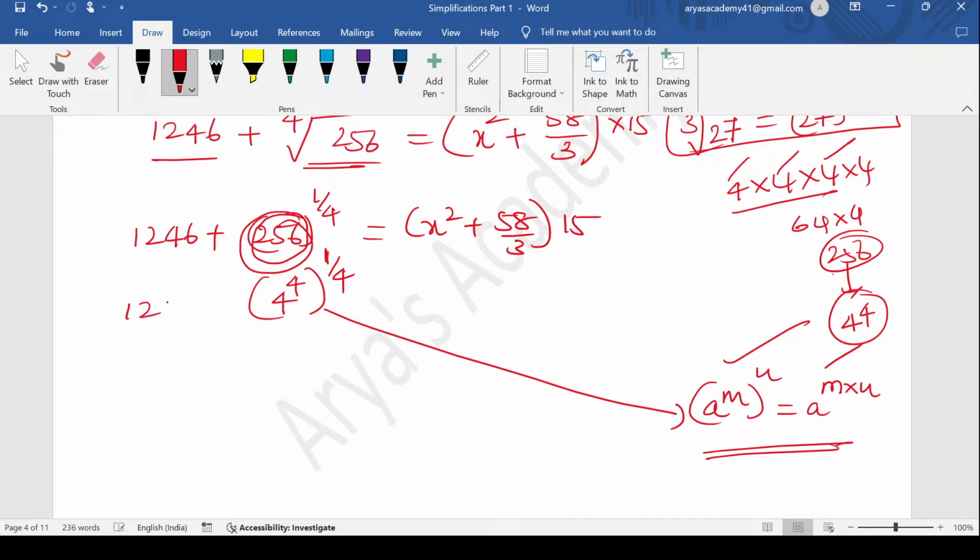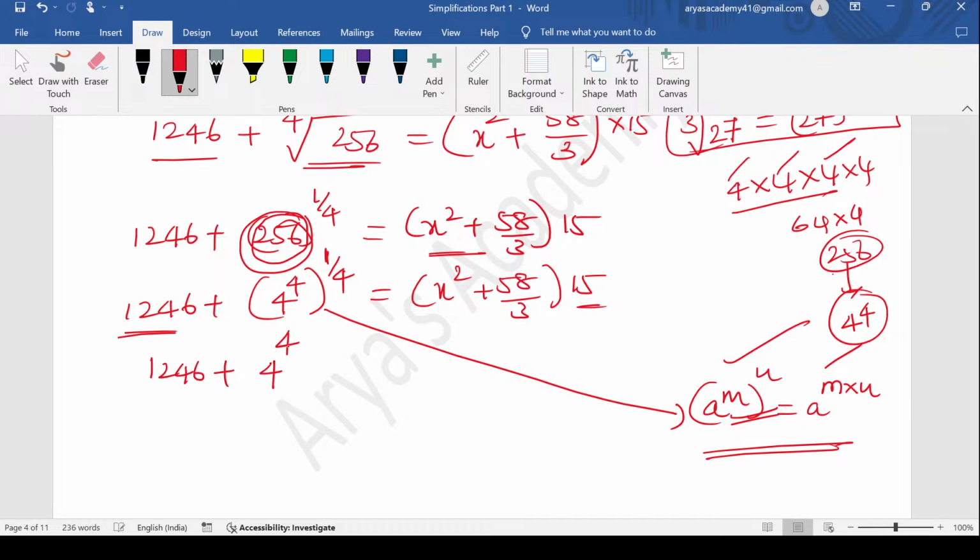So following that, 1246 plus, I am not rewriting that particular part because it becomes difficult if you solve that, so I am just keeping it alike. I want to take this 15 to the left side once this value is solved. So 1246. If you apply this formula, a power m whole power n, it is a power m into n, 4 into 1 by 4. This 4 and this 4 will get cancelled. So finally you are left with 4 power 1, which is nothing but 4. If you add them, 1246 plus 4, it becomes 1250.